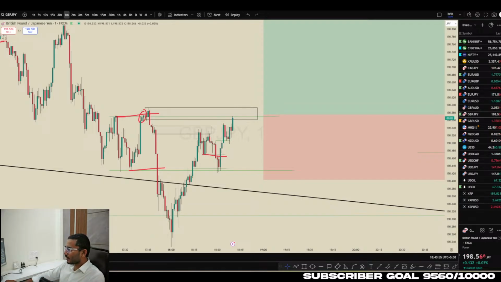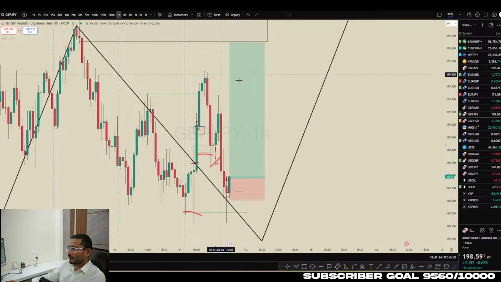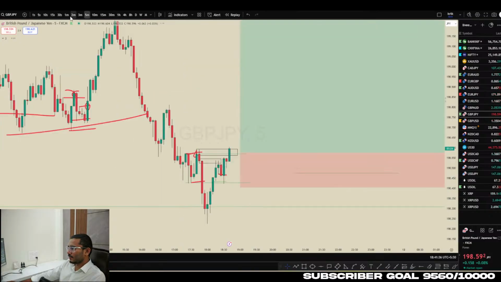Actually, in SMC I only use liquidity, because everything is interconnected, right? The order block is liquidity, and the FVG is also an order block. So I just use the logic behind SMC, not like what people do, where they go to 1 hour and try to mark structure, like this is my order block, and this is my breaker block, and so on. You have to understand the logic behind the price, what it is actually doing.